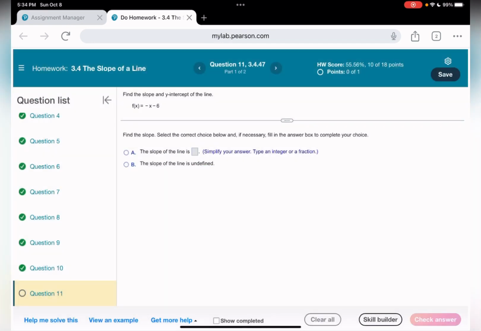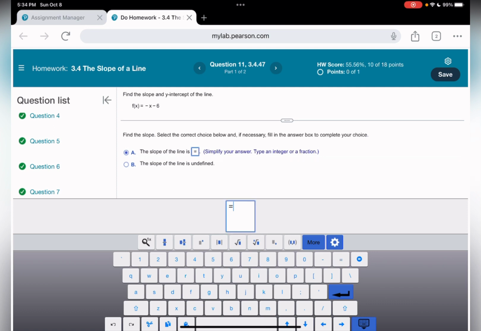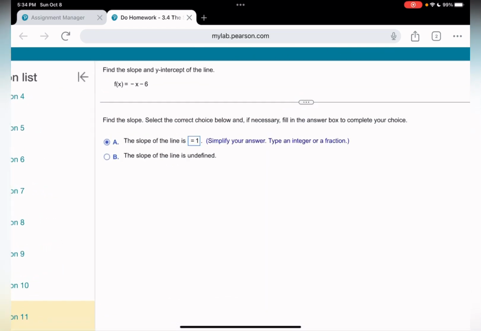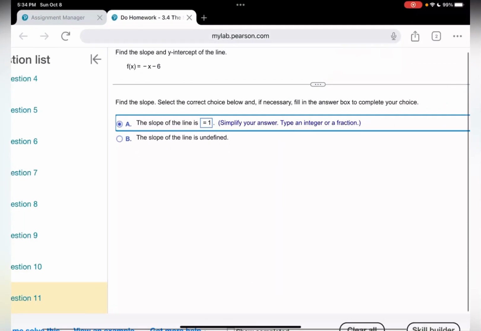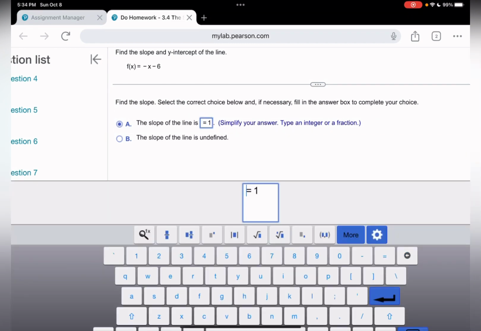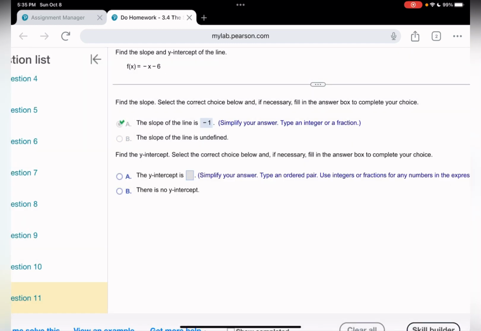Question number 11. Find the slope and y-intercept. Okay, in this case, slope is going to be what? -1, because we have -x, right? So -1. Oh, I put an equal sign. Okay. And the intercept is going to be (0, -6), right?